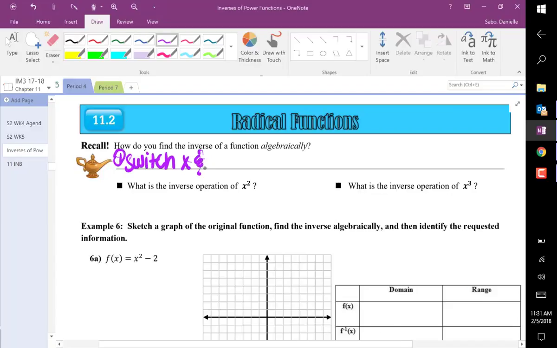Our x and our y. And then our second step was to solve for y.